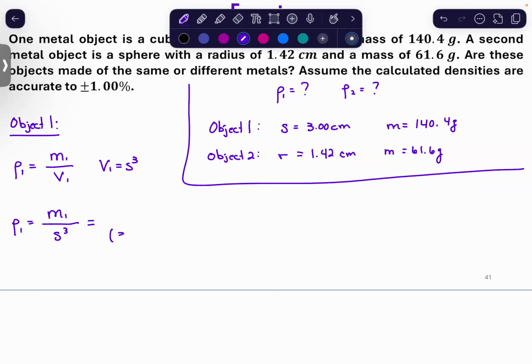Okay, so each side is 3.0 centimeters, cubed, and it's 140.4 grams. And what I end up with is 5.20 grams per cubic centimeter. Okay, so that's the density of object 1.